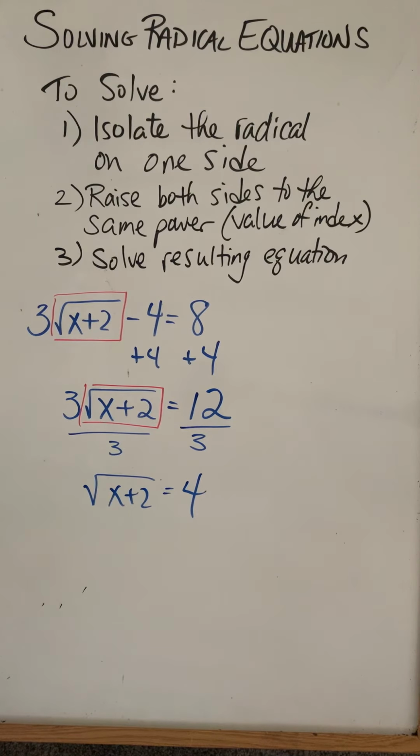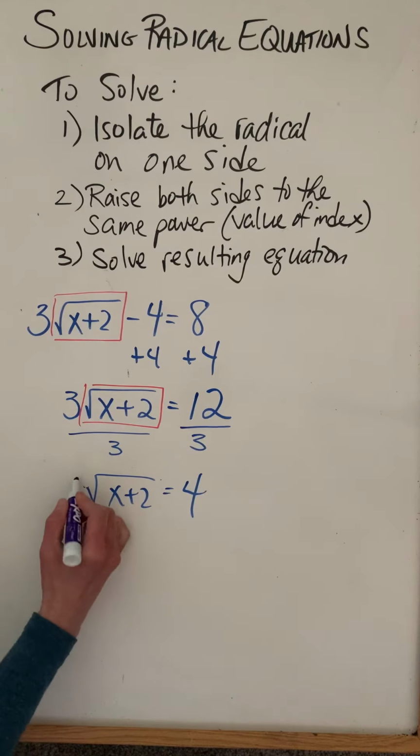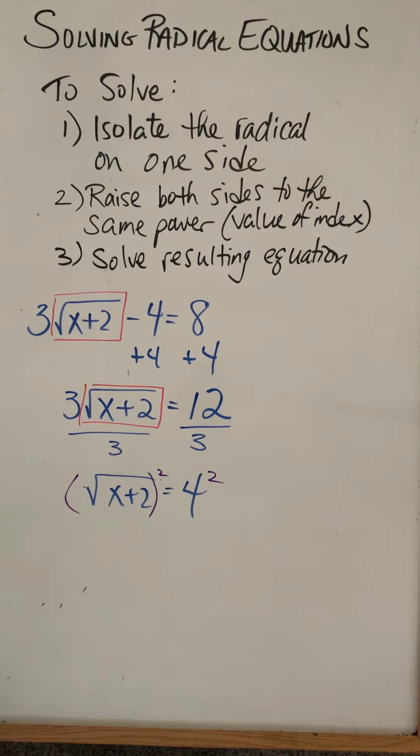Once we get that radical all by itself, we're going to raise both sides to the same power. So we're going to do step 2 here, and raise both sides to the value of the index. Remember, the index is the small number inside this part of the radical that tells us which root we're taking. If there's no index shown, that means we're taking which root? That's a square root, right? We just don't write the 2. So we're going to raise both sides to the second power.